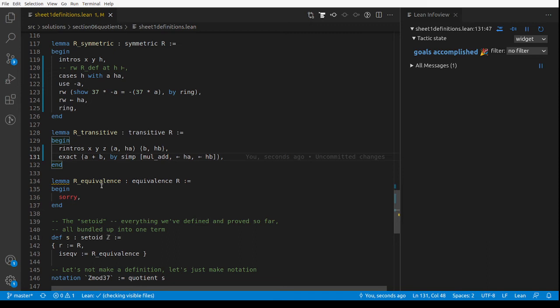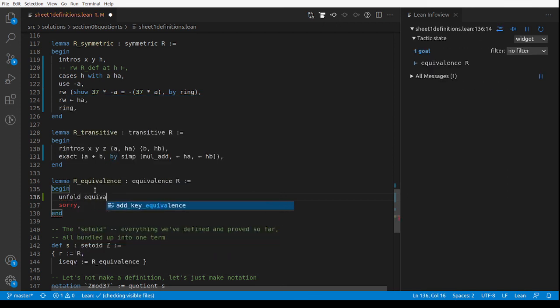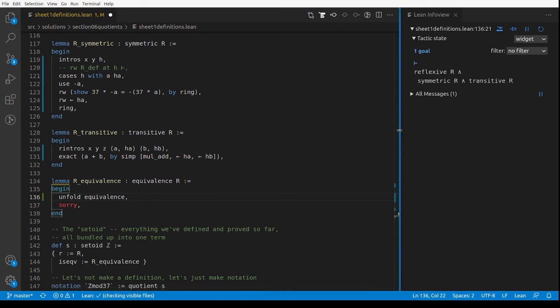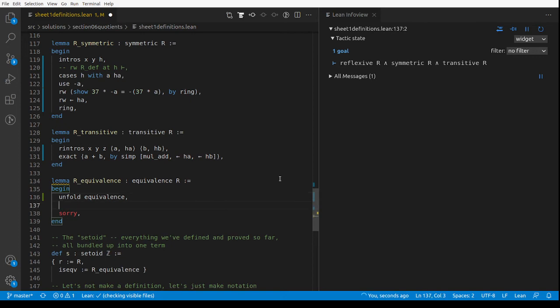And now what? We've got to prove that R is an equivalence relation. Well, what's an equivalence relation? I guess it's reflexive, symmetric and transitive, but what does Lean think an equivalence relation is? So let's unfold equivalence. Oh, there you go. So Lean, the definition of equivalence is literally reflexive and symmetric and transitive. So we could split it. And now we've got two goals.